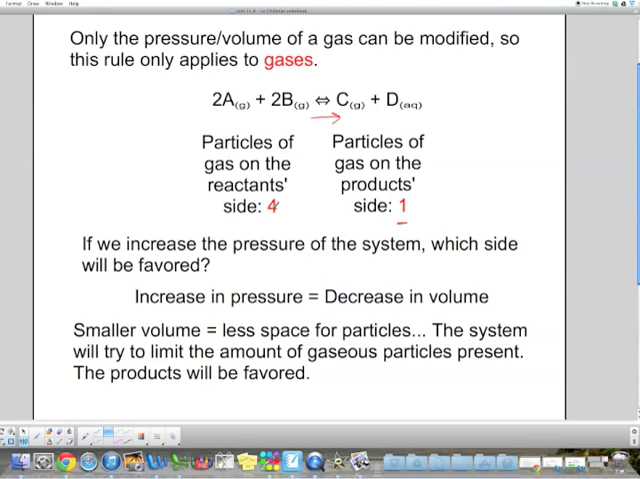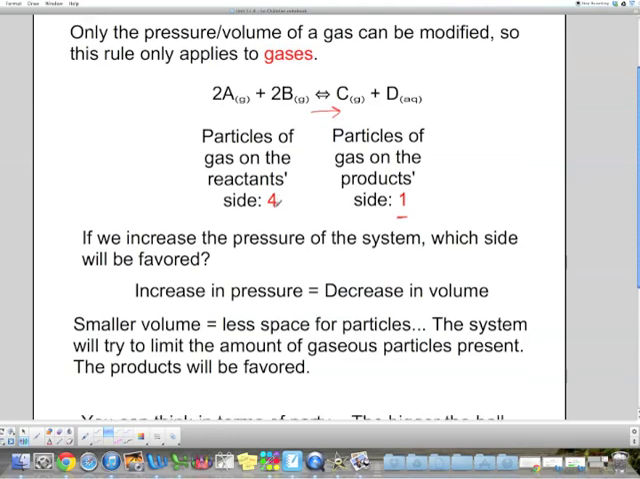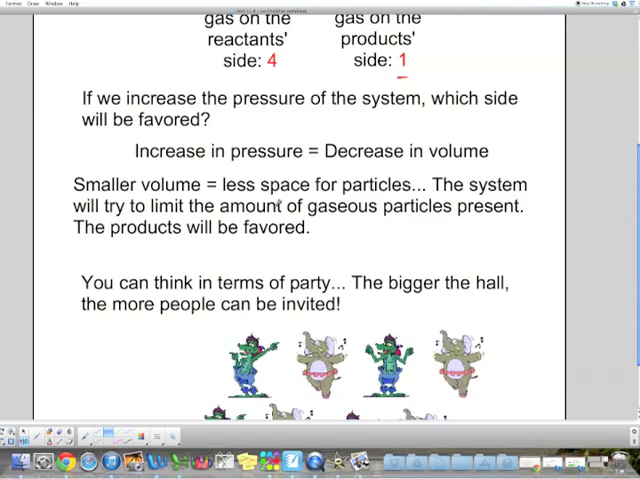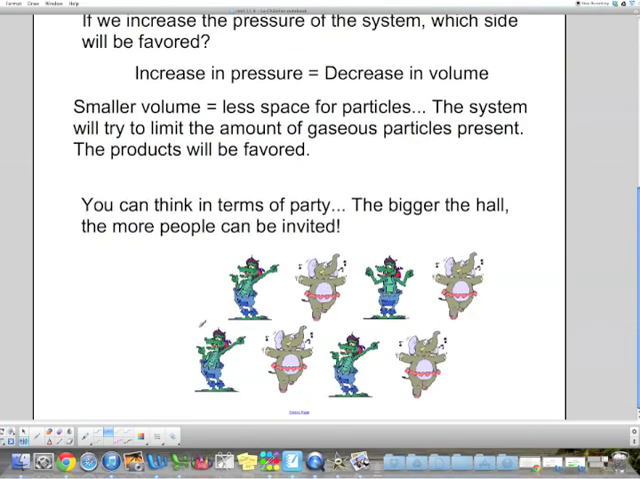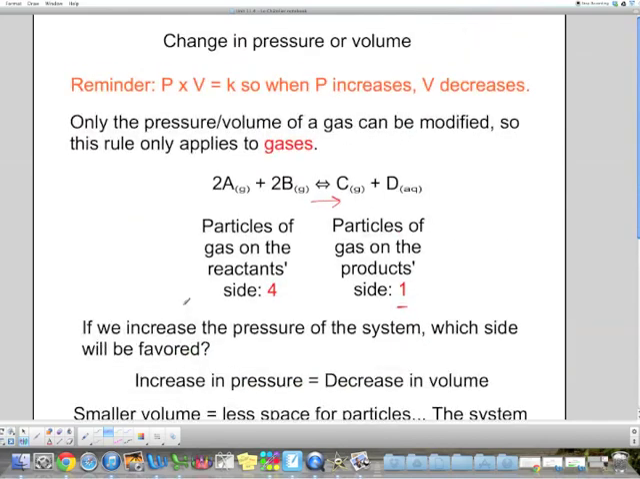If you want an analogy, you can think of a party. So if you have a big hall, you can invite more people to your party. If you have a small hall, you'll have a smaller wedding, for example, less people present. So it's the same thing here. The smaller the container, smaller the hall, the less particles you can have or the less guests you can have.